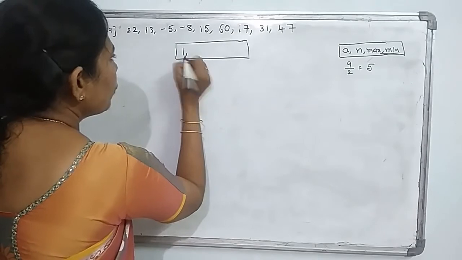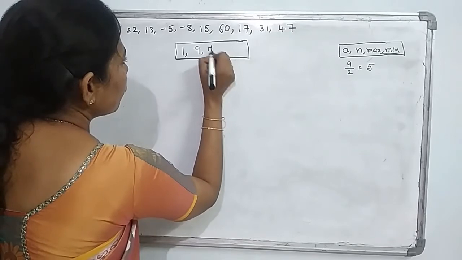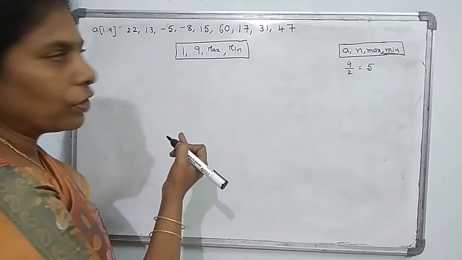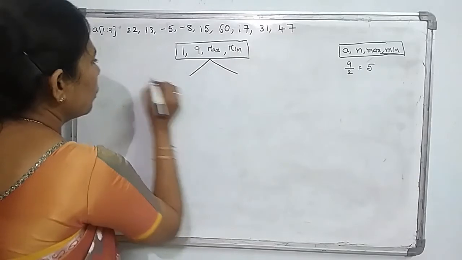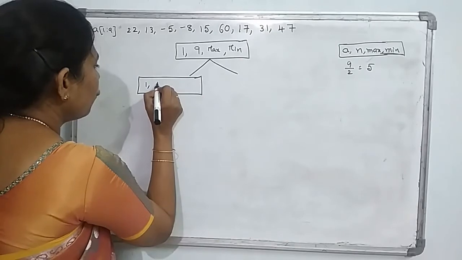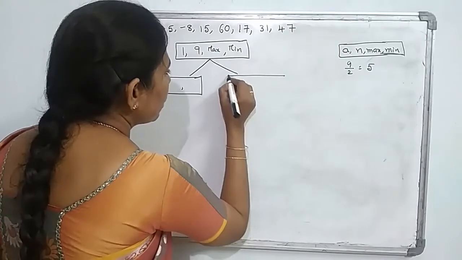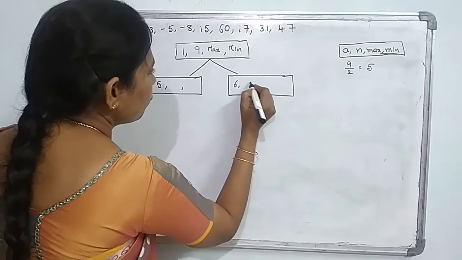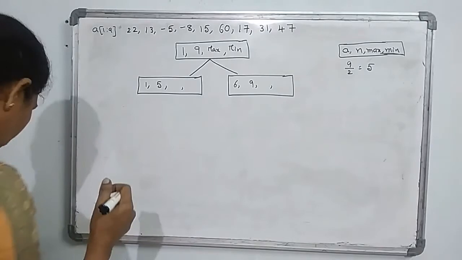So the starting element is 1 and the ending value is n. You want to find the maximum element and the minimum element, but up to that point you cannot find them. So this array is divided into two parts. The first part contains the elements 1 to 5, and now you can find the maximum and minimum. The second part contains the remaining elements, 6 to 9, and you can find the maximum and minimum element there as well.